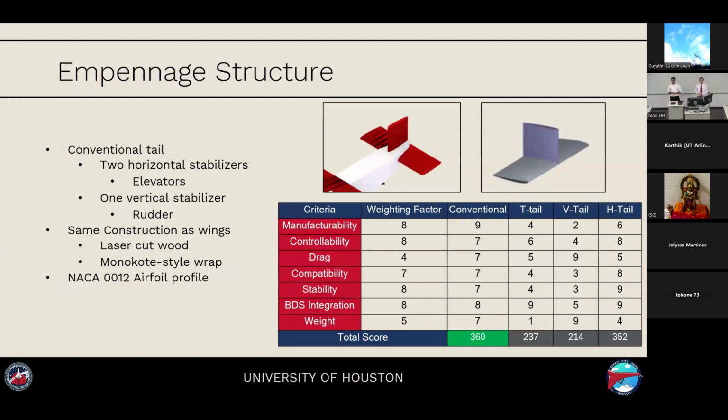Our empennage is going to be a conventional style. We're going to have two elevators and one rudder. It's going to have the same construction as the wings, made out of laser cut wood and wrapped in monocoat. And the airfoil is going to be the NACA 0012, based off of the aerodynamics team's announcement.